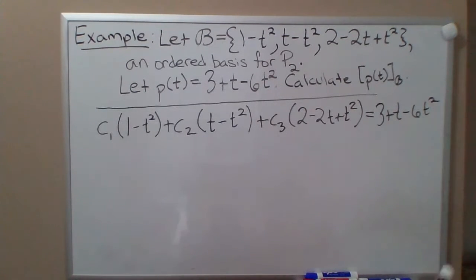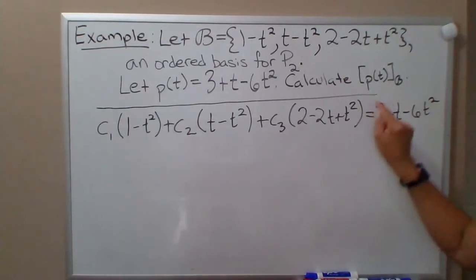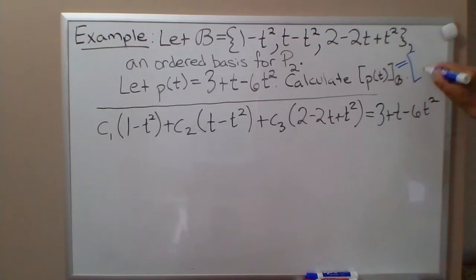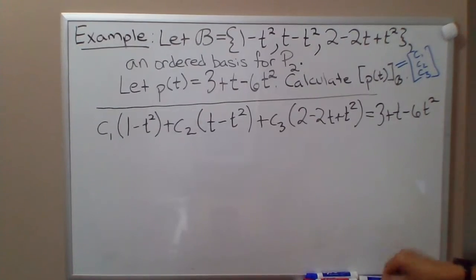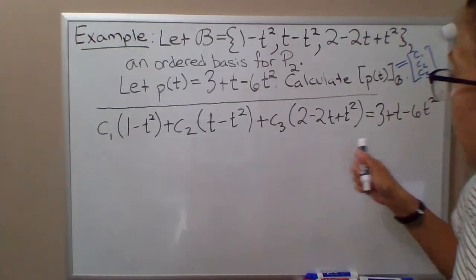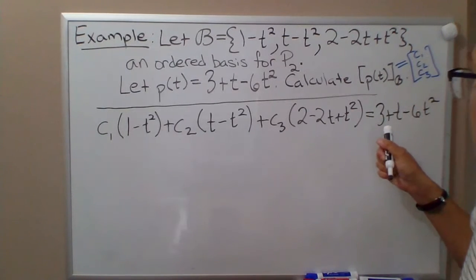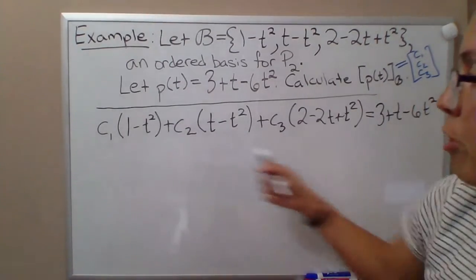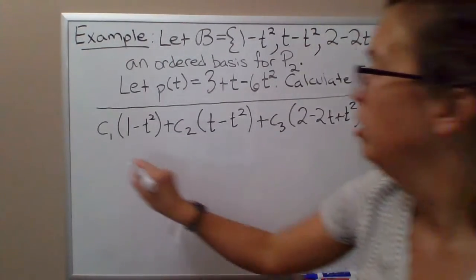Is that showing up? Yeah, okay. So we need to solve for C1, C2, C3. And then our answer in the end is going to be a three-dimensional vector with these three scalar entries, whatever C1, C2, C3 are. So let's multiply this out. The plan is to multiply everything out here and then collect your powers of t so that we can match up the coefficients of the given polynomial with the coefficients on this side of the equation.